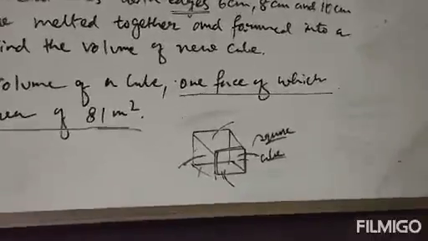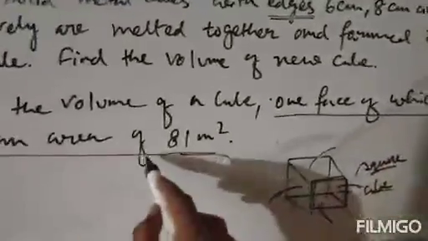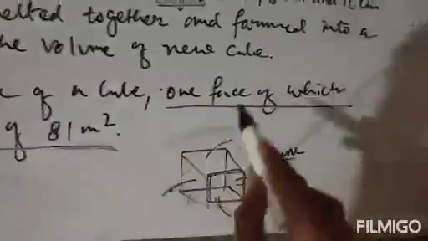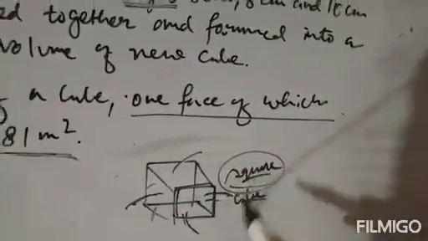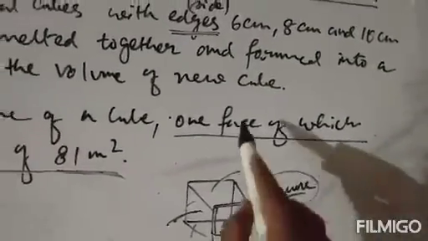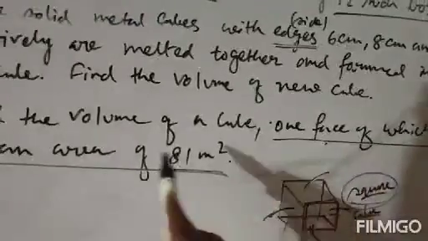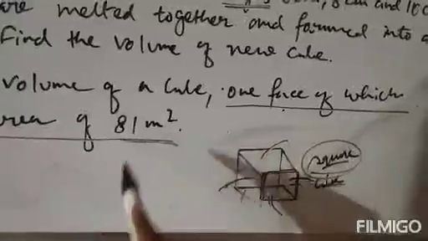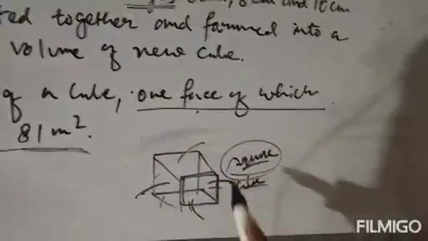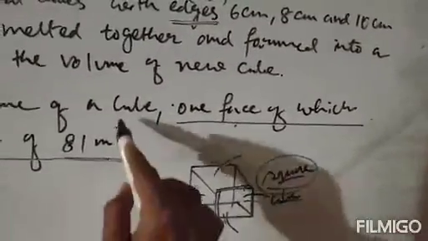Now it is given that one face of the cube has an area of 81 meter square. So one face will have 81 meter square area. Listen very carefully. That means the area of one face is given, and that area is 81 meter square. And we know the face will be square shaped because it is a cube.